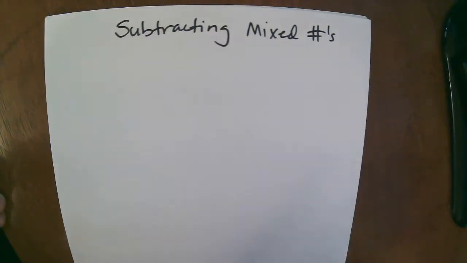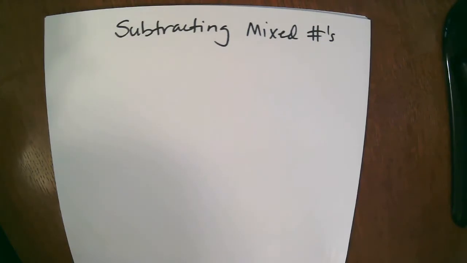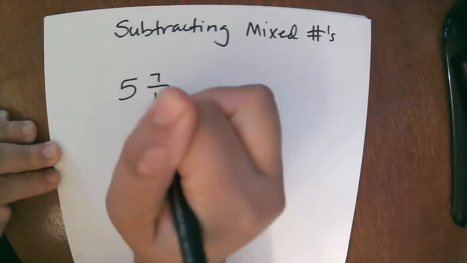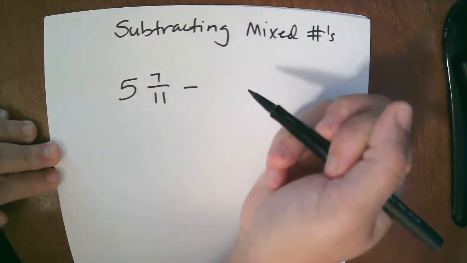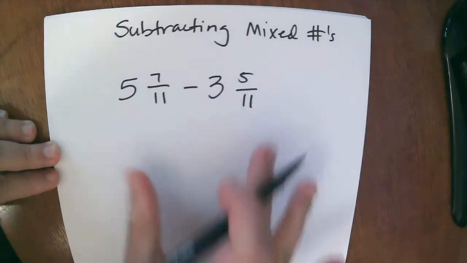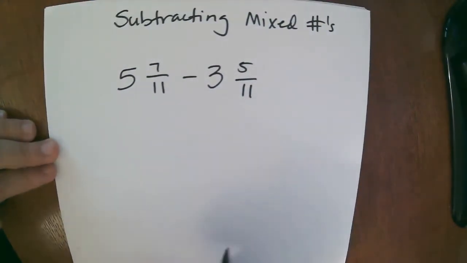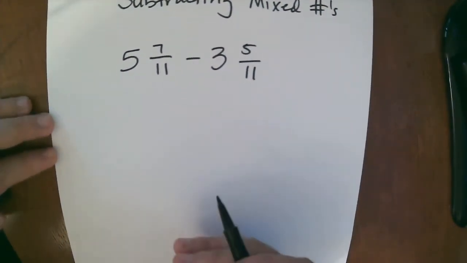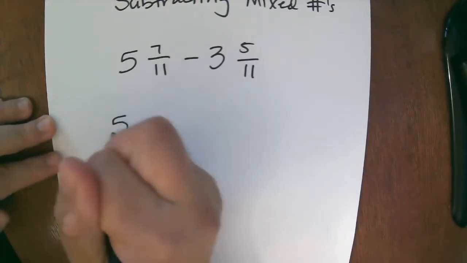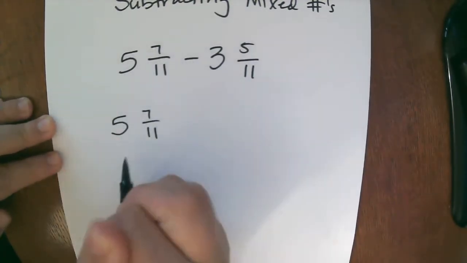Hey everybody, so we're going to go over subtracting with mixed numbers. So let's look at an example here. We have 5 and 7/11 minus 3 and 5/11. So there's a couple ways you can set this up, and I think what we are most accustomed to and what you probably have done in the past is you set them up vertically. So we're going to go ahead and do that.